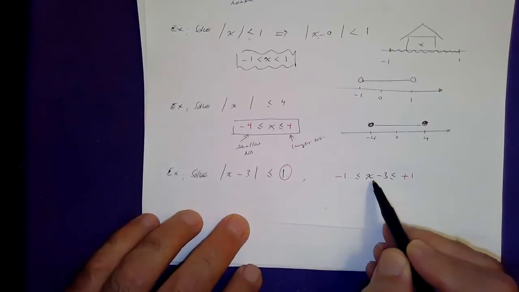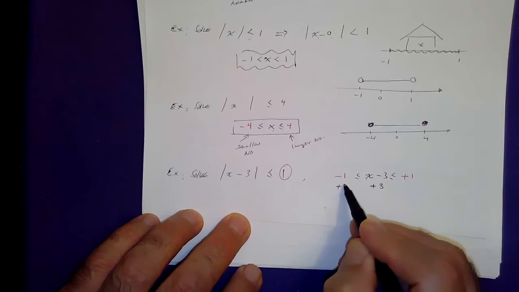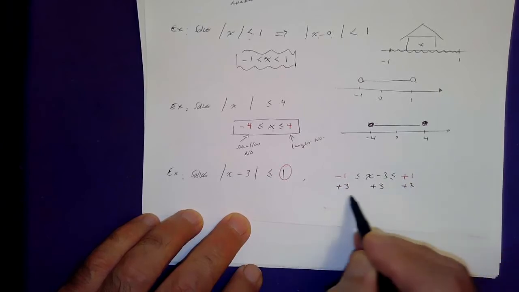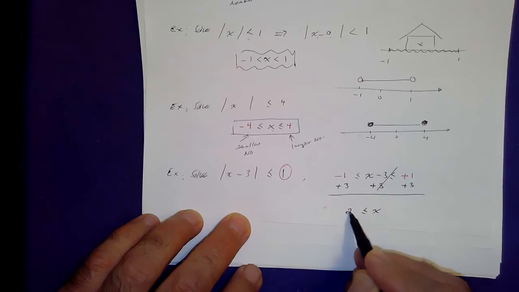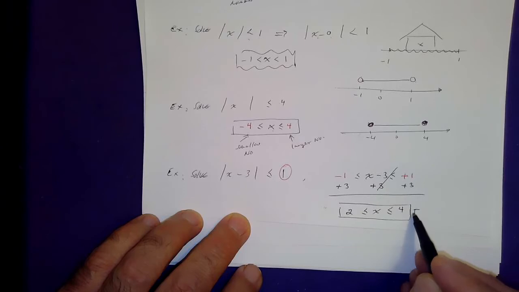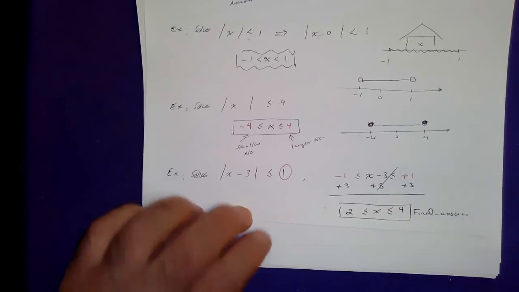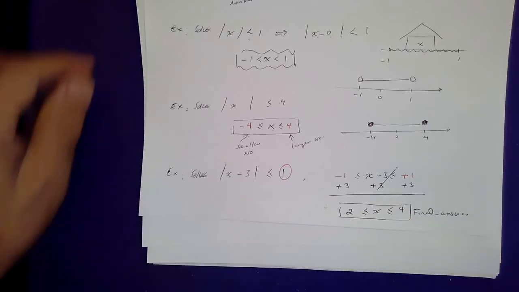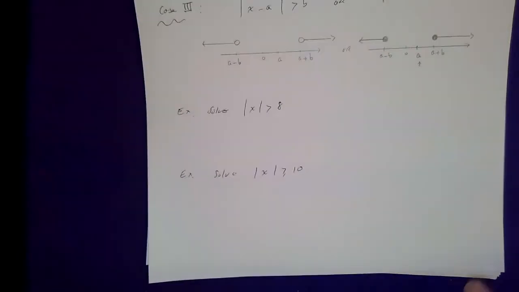Remember, the idea is to isolate x. So what you do is add 3 to each side of this inequality. These cancel. So x is greater than or equal to 2, but less than or equal to what? 4. And that's the final answer. Do we all see it? All right. So that's basically the procedure for less than.